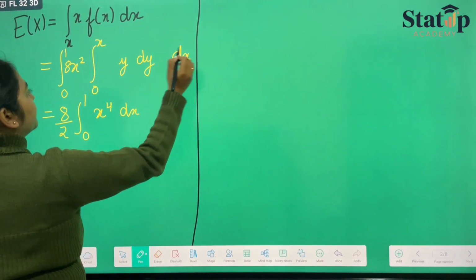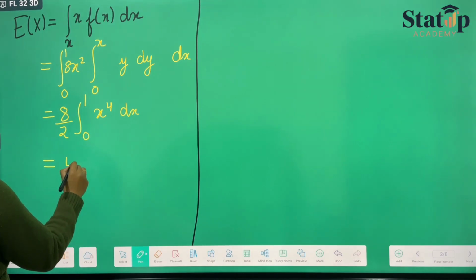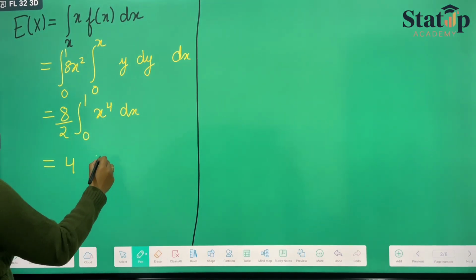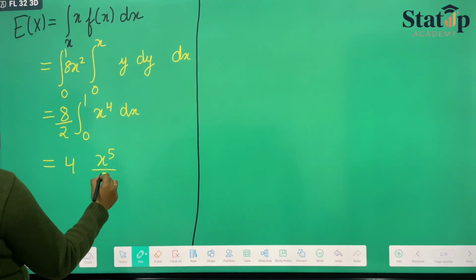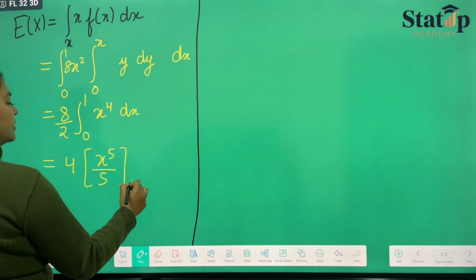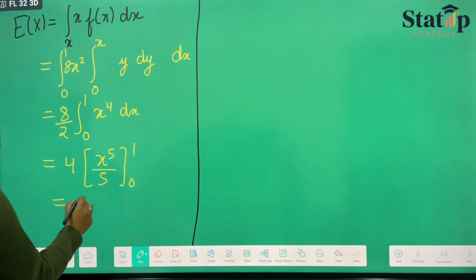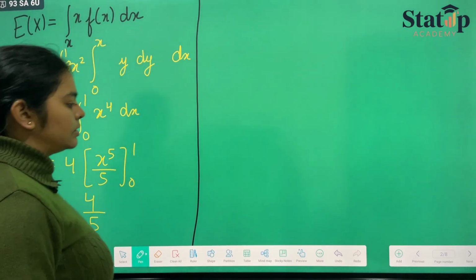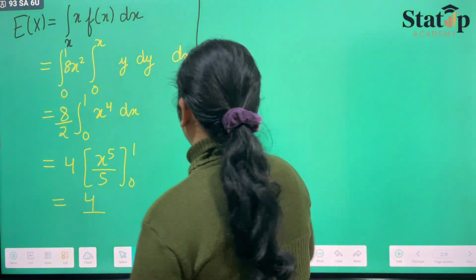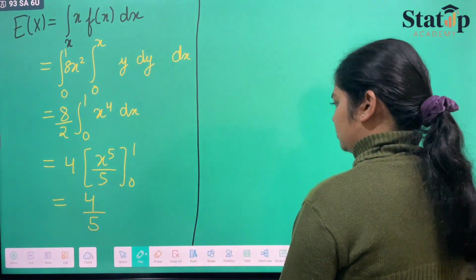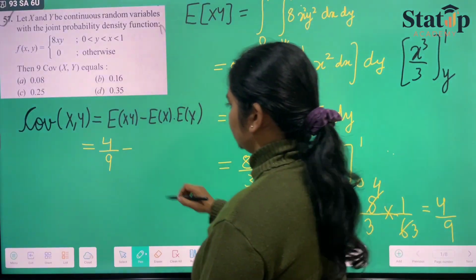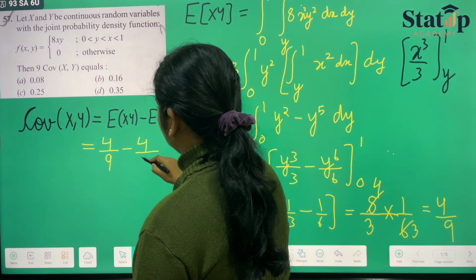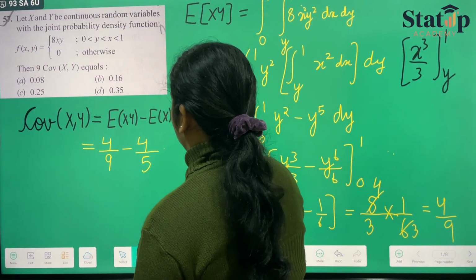Dx will also come. So it will be 4 integration of x raised to the power 5 upon 5 with the limits 0 and 1, which will be nothing but 4 upon 5. So our expectation of x is nothing but 4 upon 5. We can write it here.